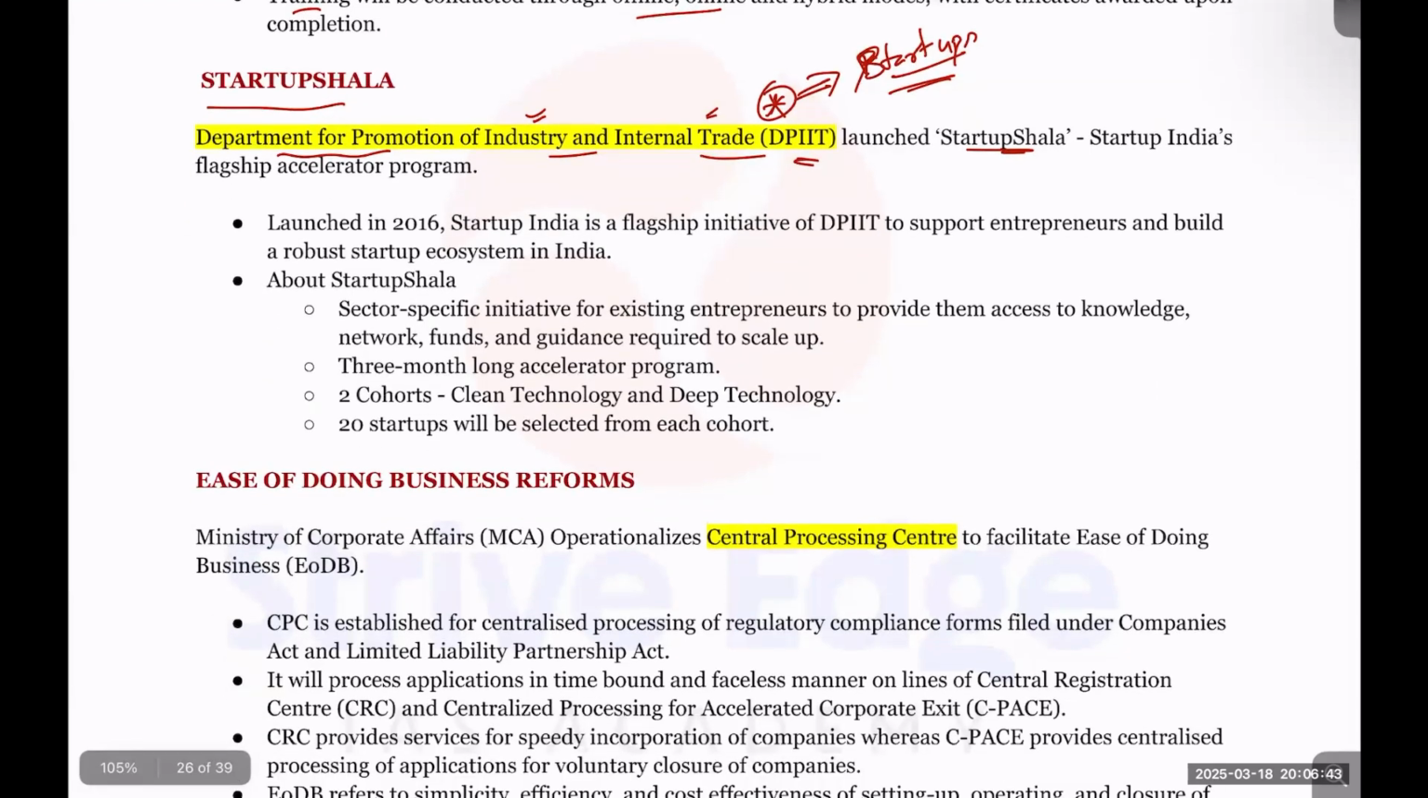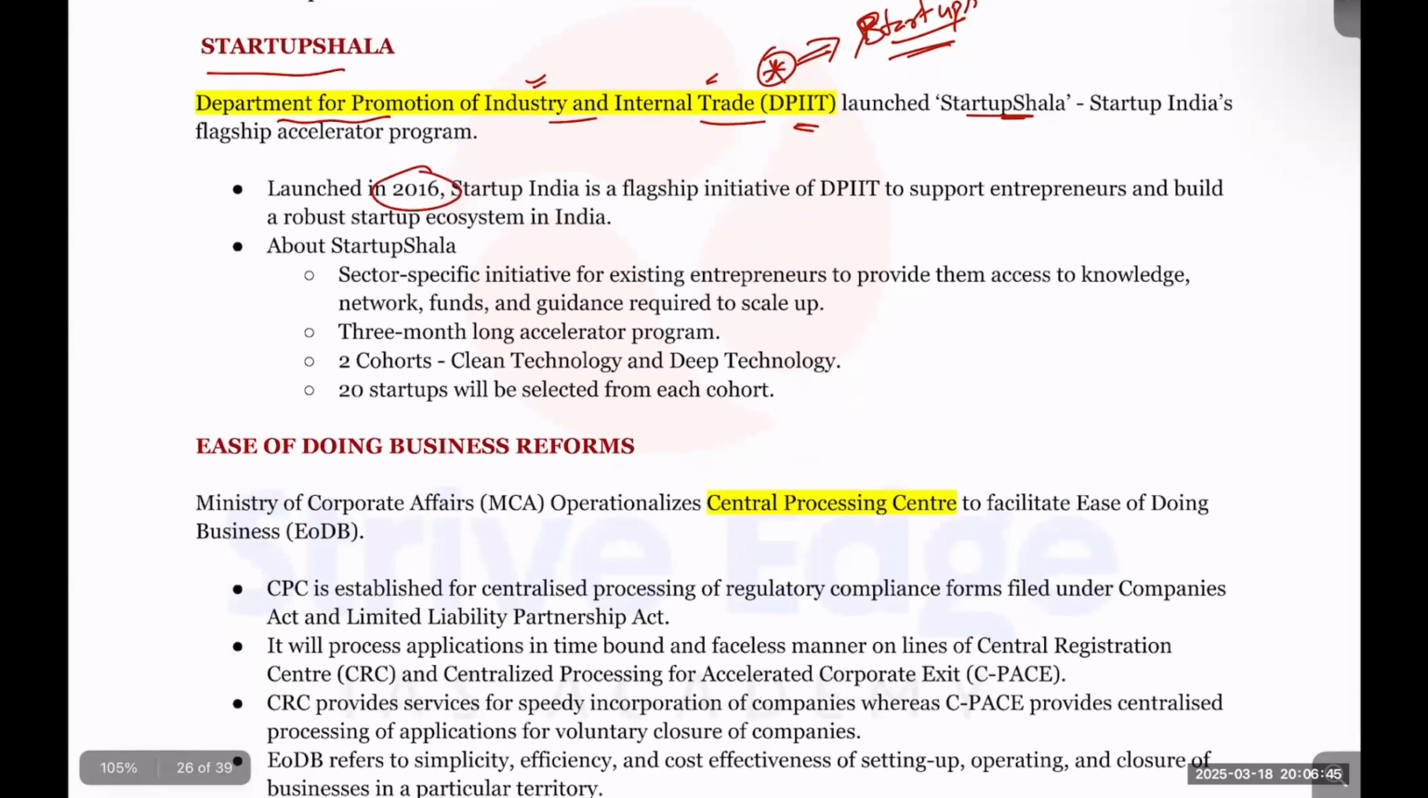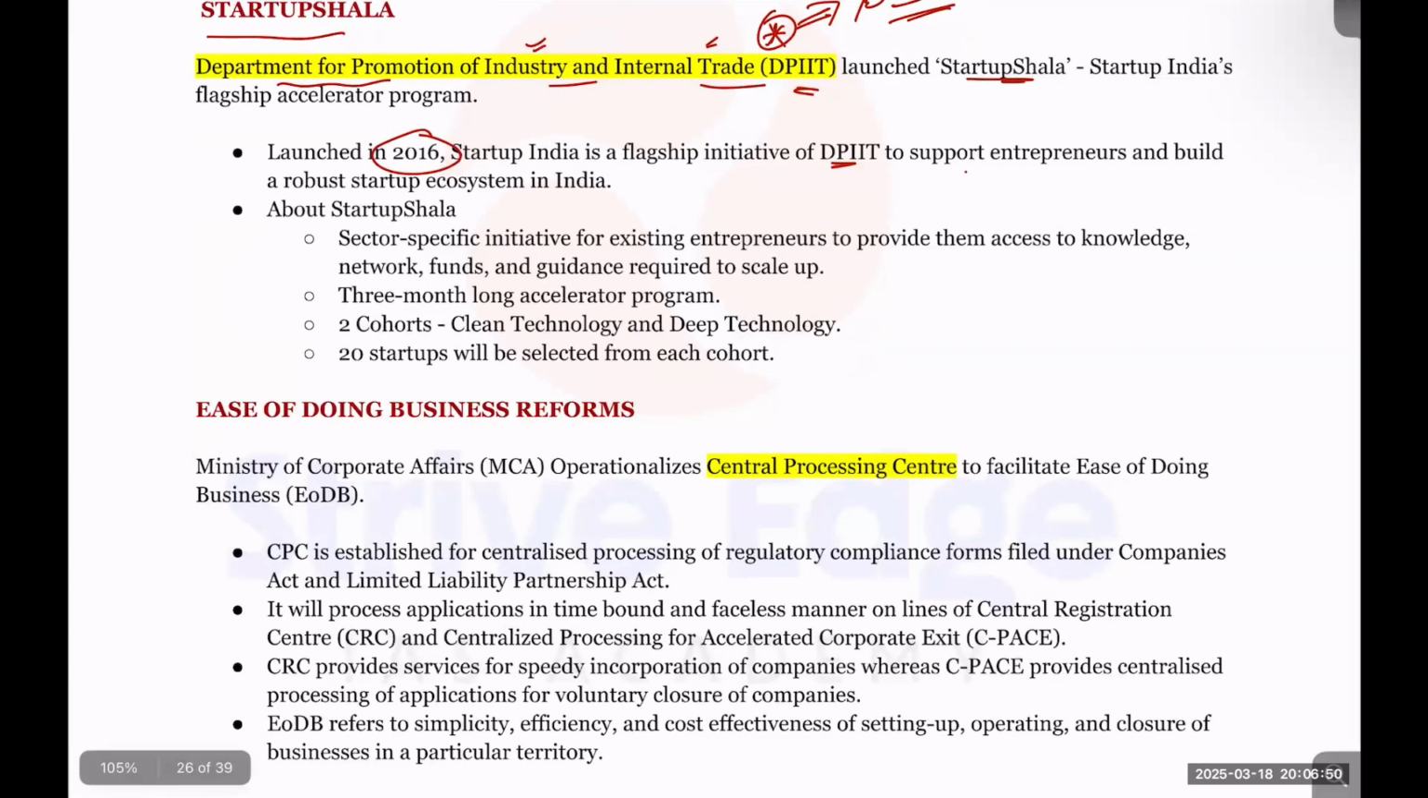Okay, so it was launched in 2016, and it is an initiative of DPIIT that we have already talked about. It supports the entrepreneurs and builds a robust startup ecosystem in India. In order to build a startup ecosystem, it has been launched. What is this scheme? It is a sector-specific initiative for existing entrepreneurs to provide them access to the knowledge, network, funds, and guidance. Okay, required to scale up their product or their company or their startup that they have opened.